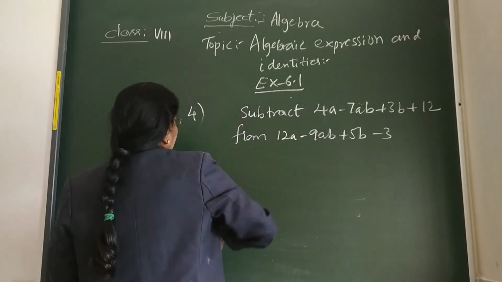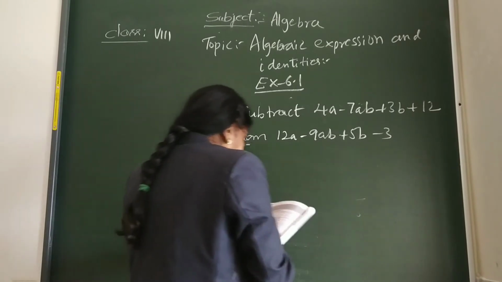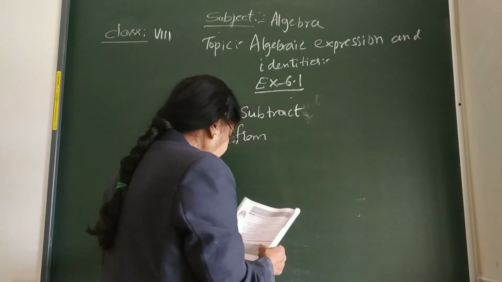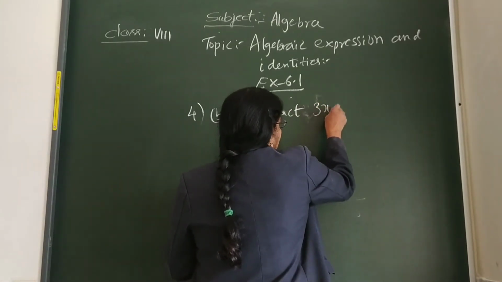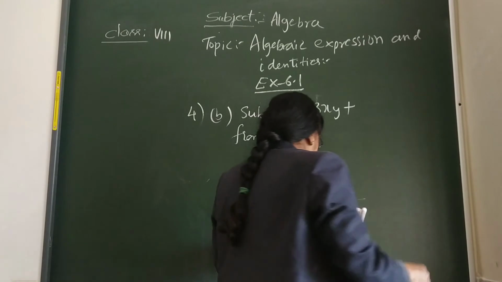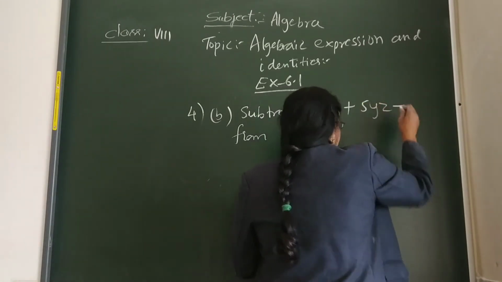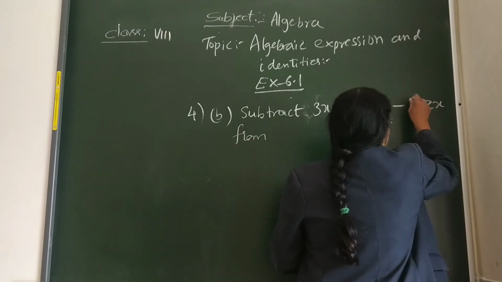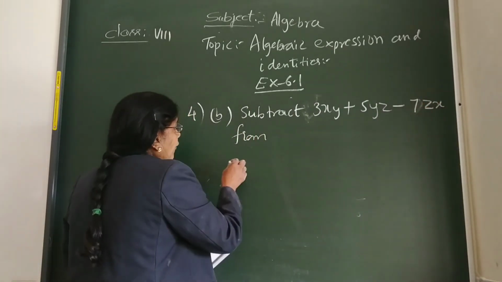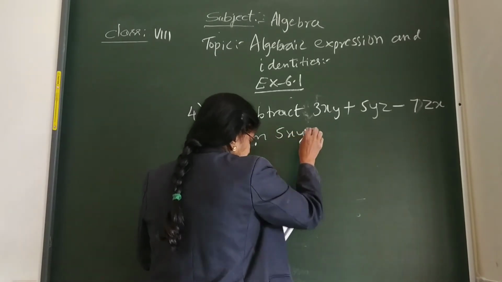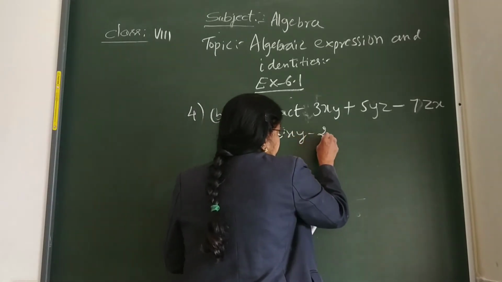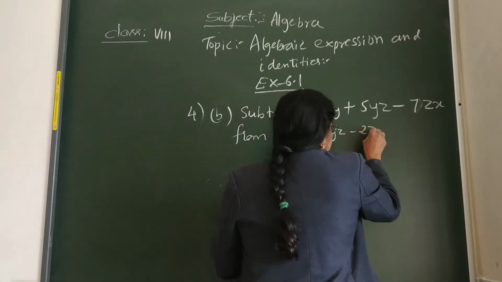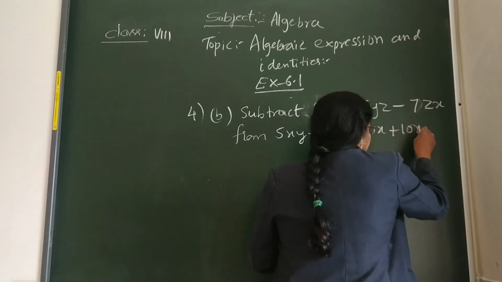Now we will go to sum b. What is given? Subtract 3xy plus 5yz minus 7zx from 5xy minus 2yz minus 2zx plus 10xyz.